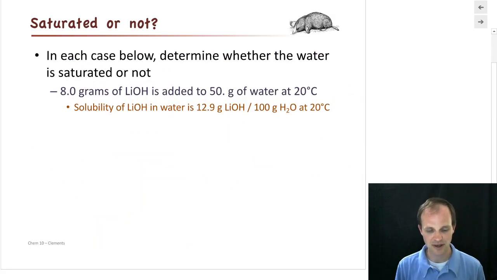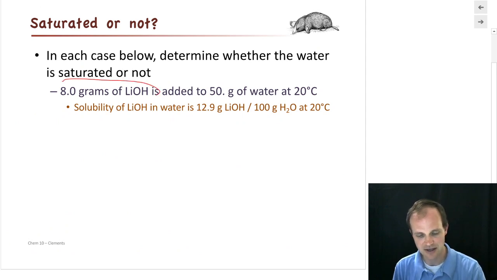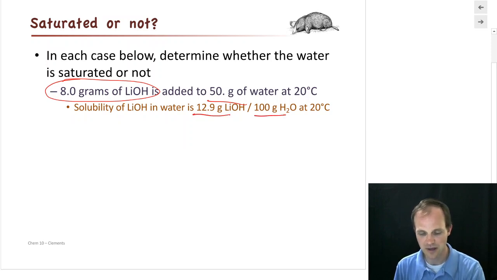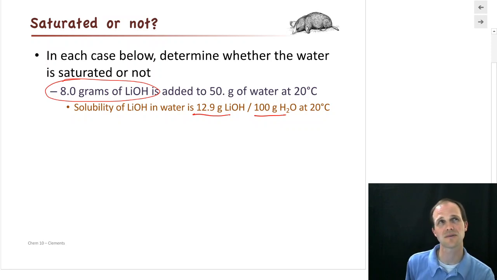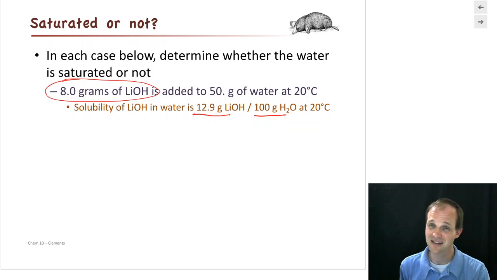We've got 8.0 grams of lithium hydroxide. We're going to add that to 50 grams of water. The solubility is 12.9 grams for every 100 grams. And some of you might still be able to do this one in your head. You're like, 50 is a half of that, I double that. Okay. But the numbers can get a little more complicated than that. So let's figure out how we can calculate it.